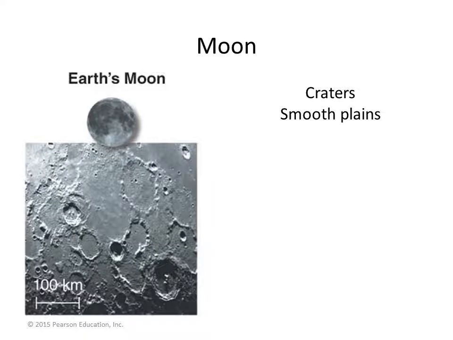Our moon, although it's not a terrestrial planet, seems to have a similar origin as the rest of the terrestrials. We see craters, and we also see smooth plains like we did on Mercury.